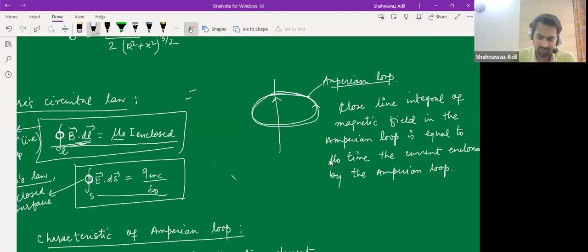So for the infinite wire, right? I didn't derive the magnetic field using the Biot-Savart's law for the infinite wire, because that was a difficult task. But you guys will see how, using the Ampere circuital law, we can easily calculate the magnetic field for the infinite wire. So note it up to this point, guys.